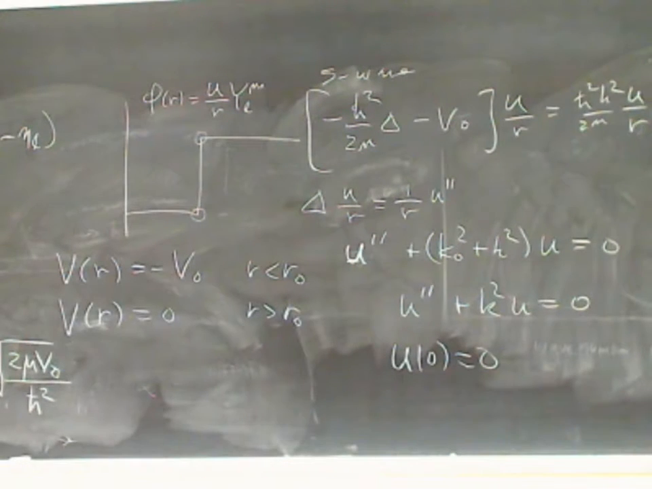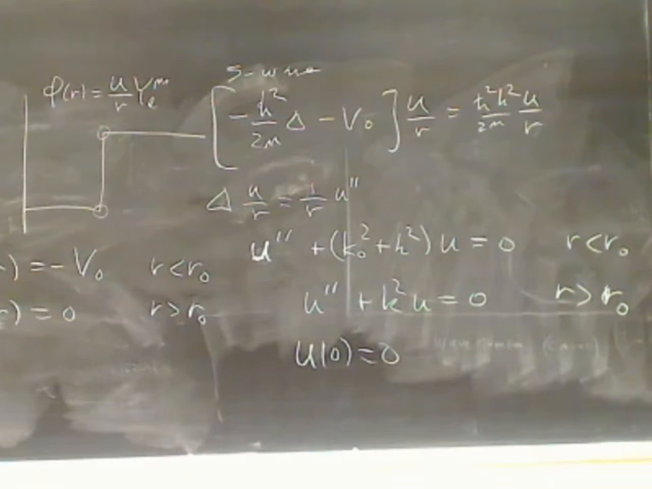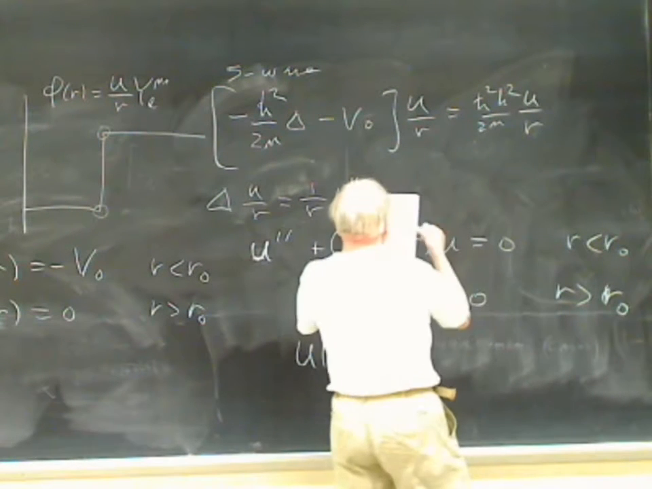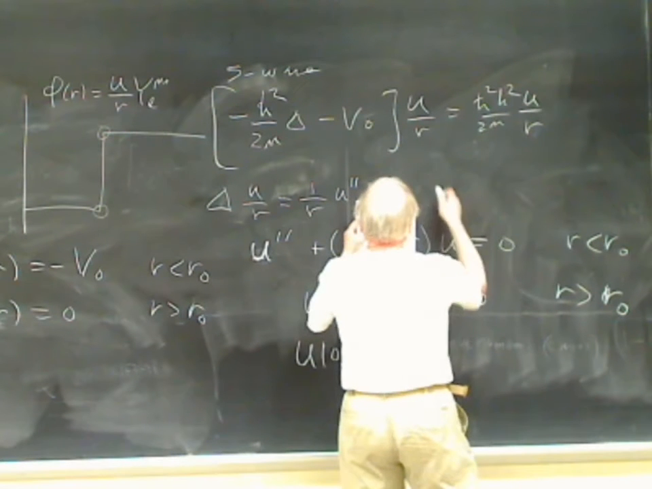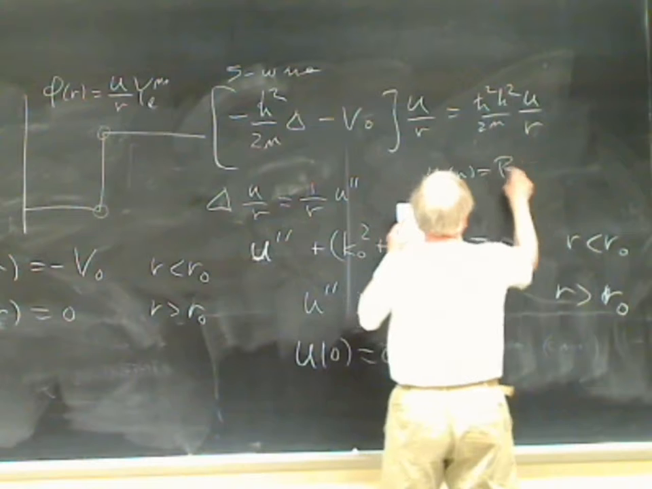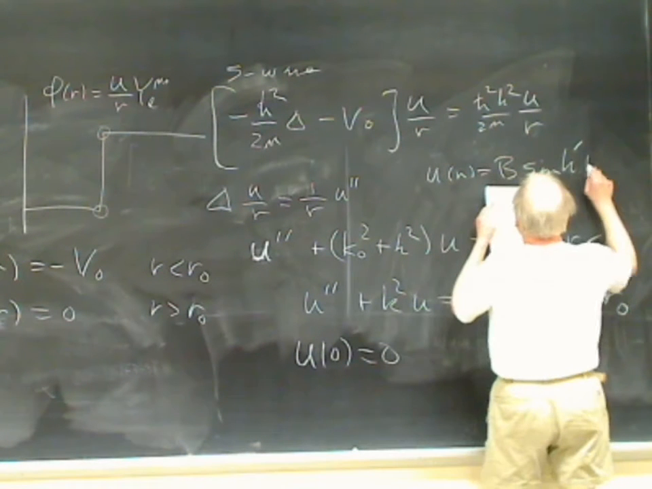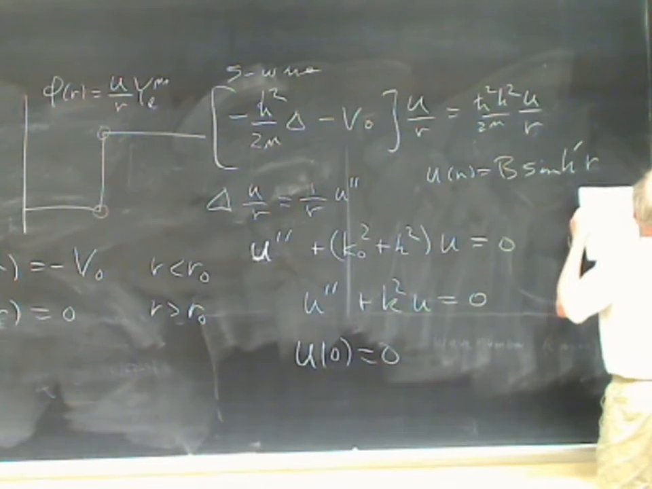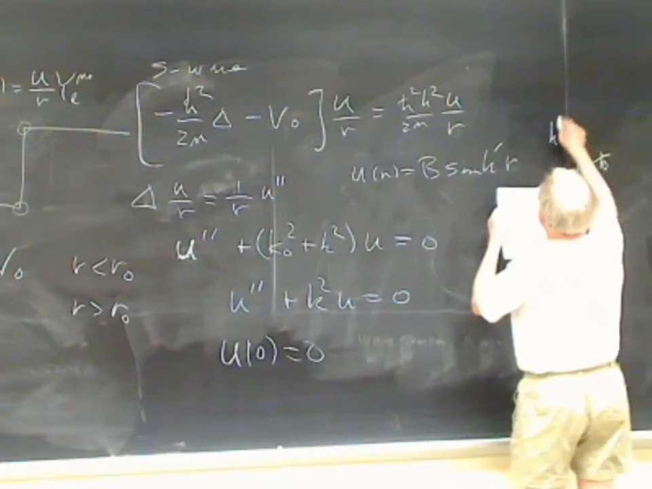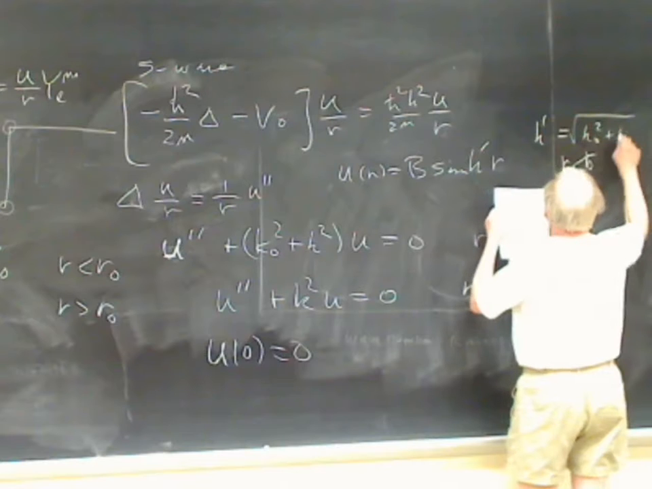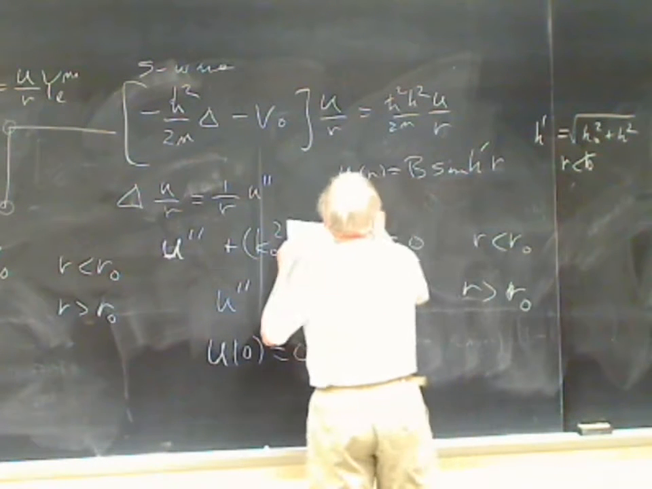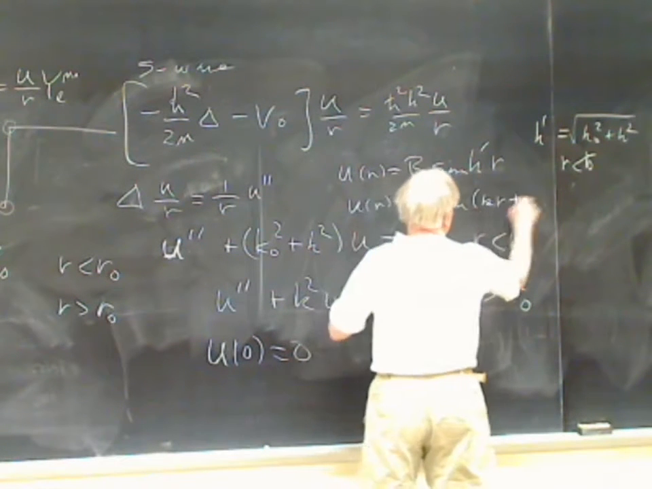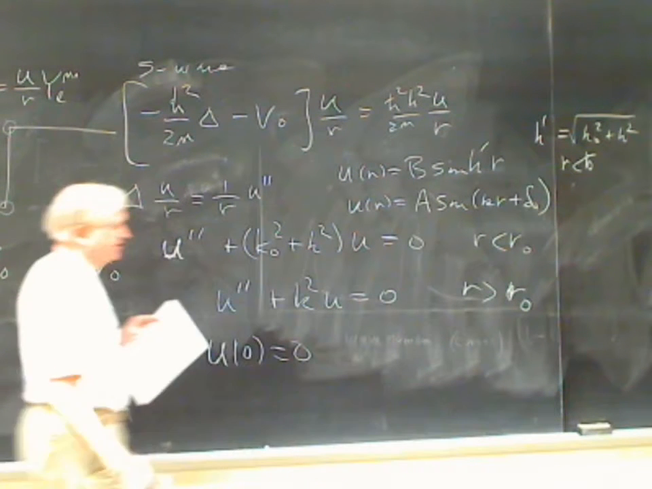So what we've got then, let me write the solutions here to save board space. We've got u of r equals B sine k prime r for r less than r0, where k prime is the square root of k0 squared plus k squared. For r greater than r0, u of r equals A sine of (kr plus delta zero). So delta zero is the S wave phase shift.